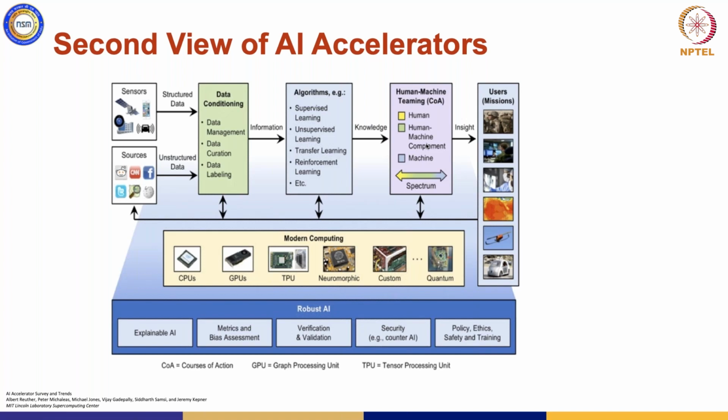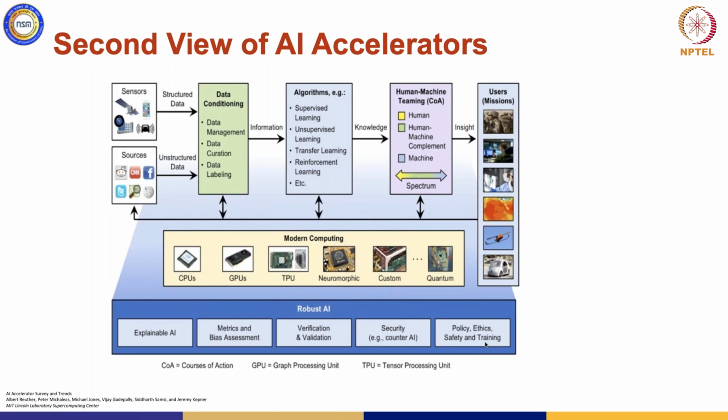The same hardware could be used, right? And then you can have application development for various users. Then you talk about explainable AI, you can talk about metrics, you can talk about verification, validation, policy, ethics, safety, training. So it actually is a very huge gamut of applications, course of action requirements, the area where you are working in, and the hardware. So these are all linked, right?